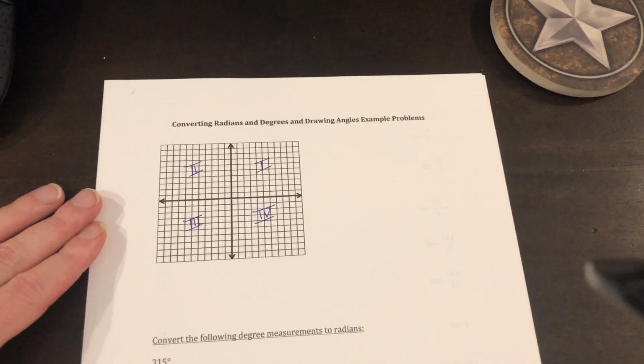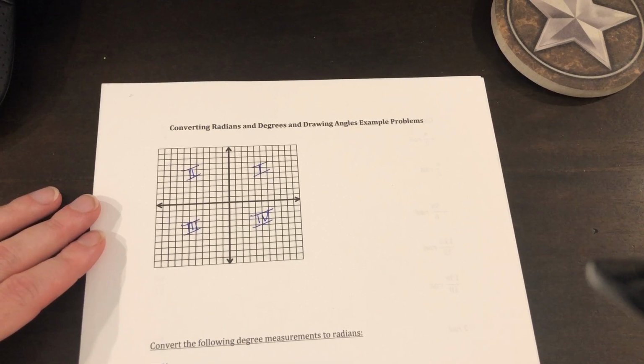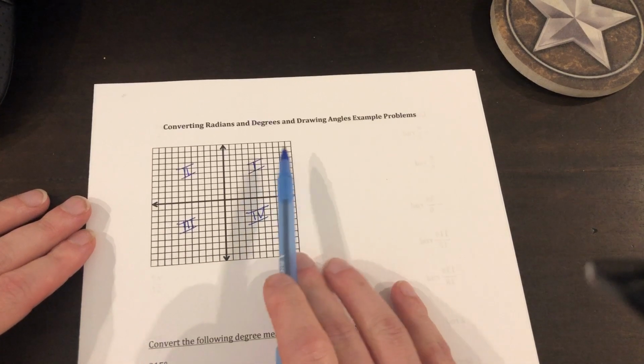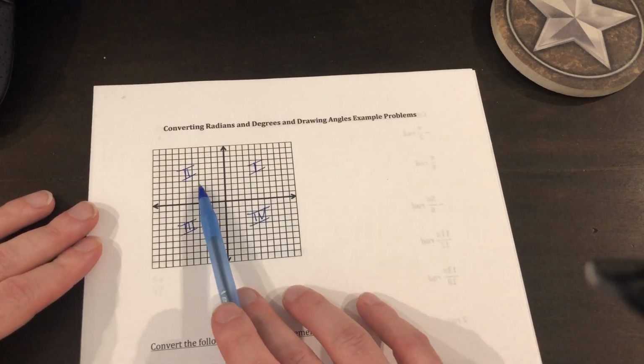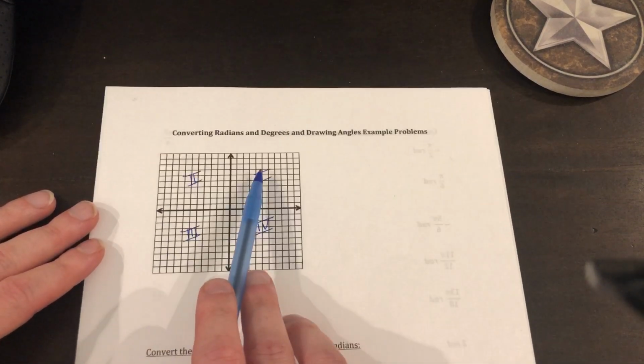Okay guys, so this is going to be converting radians and degrees and drawing angles example problems. Okay, so from Algebra 1, we've labeled the Cartesian coordinates. This is going to be Quadrant 1, Quadrant 2, Quadrant 3, Quadrant 4. If you're ever in doubt, it always makes a C.